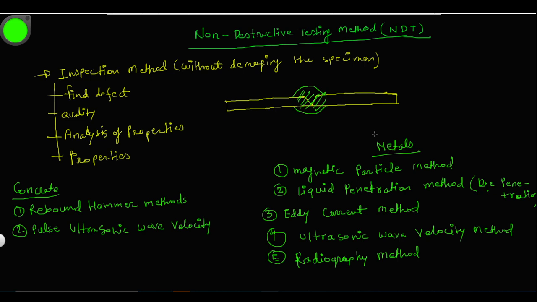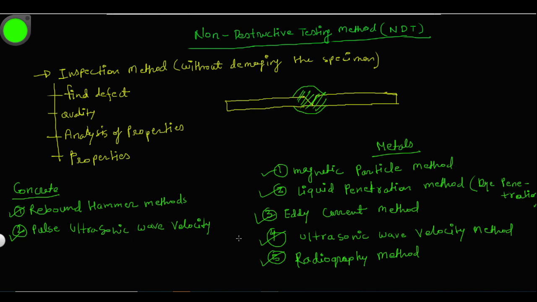For example, to know these things, defects, quality, and properties, in concrete we do tests like the rebound hammer test and pulse ultrasonic wave testing. And for metals we do the magnetic particle method, liquid penetration method, eddy current method, ultrasonic wave velocity method, and radiography method. So these are some of the tests which we do to inspect the specimen.